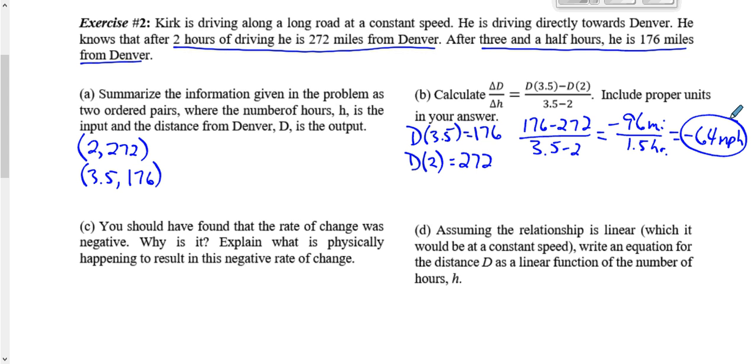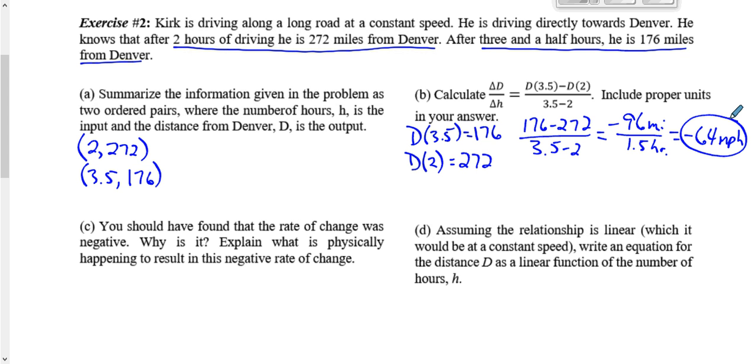In other words, it's his speed, isn't it? It's negative 64. Yeah, think about that. And I think that's what they ask us in Part C. Look at Part C. What does it say? You should have found the rate of change is negative. Because he's getting closer. Right.